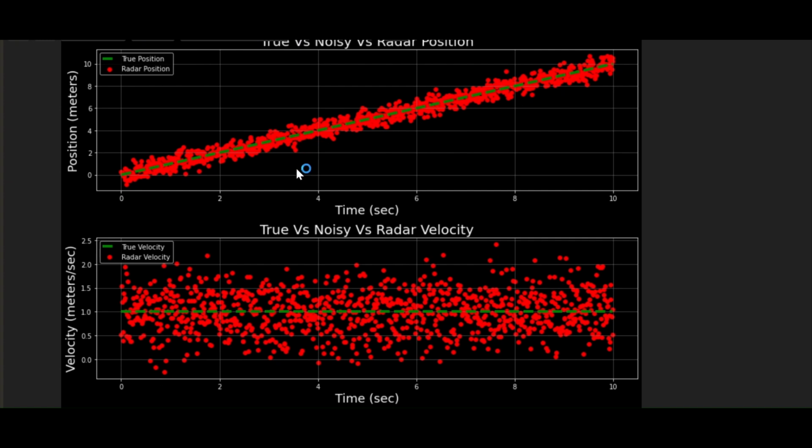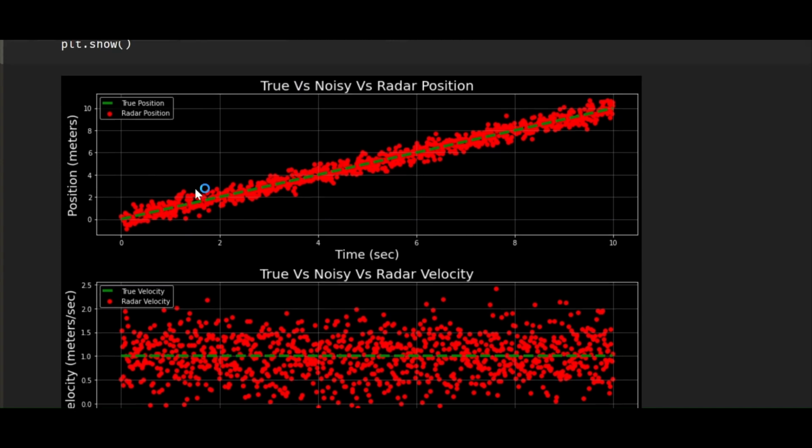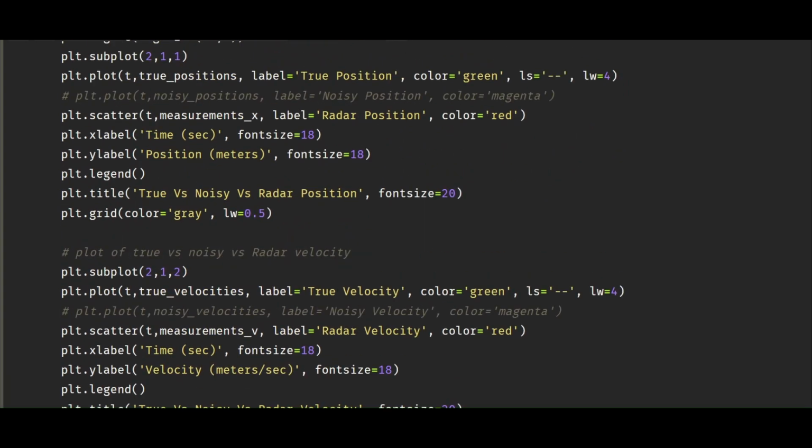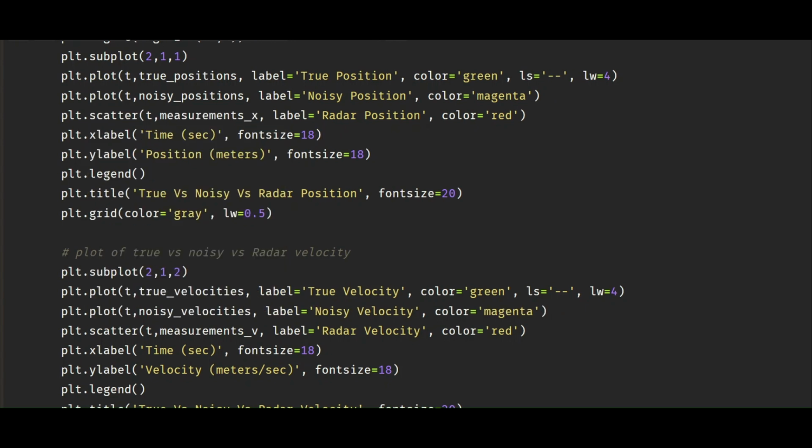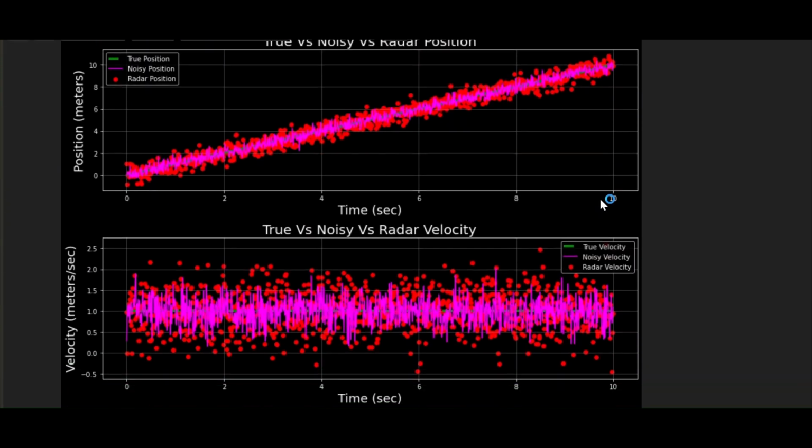So this plot compares the true position, noisy position and the radar measurement. Actually, if you see the green line is the true motion, and let me just enable the process noise also. Okay, let me rerun the code. So what you see here is obviously the green line has got hidden behind it. That is the true motion of the car, the true position of the car.